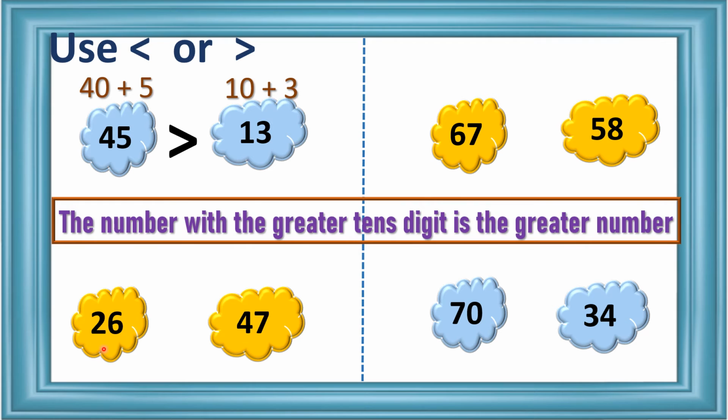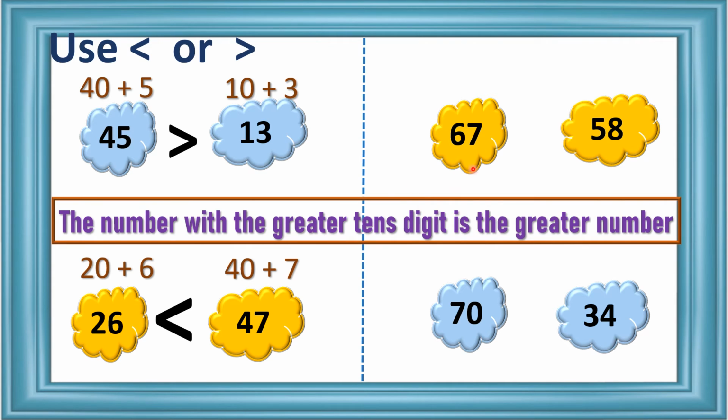Here 26, 47. Again we will try to bifurcate this. 20 plus 6 and 40 plus 7. Come on, compare this. 2 tens, 4 tens. Yeah, absolutely right. Here 26 is smaller than 47. Right? Good. Here we will not bifurcate.